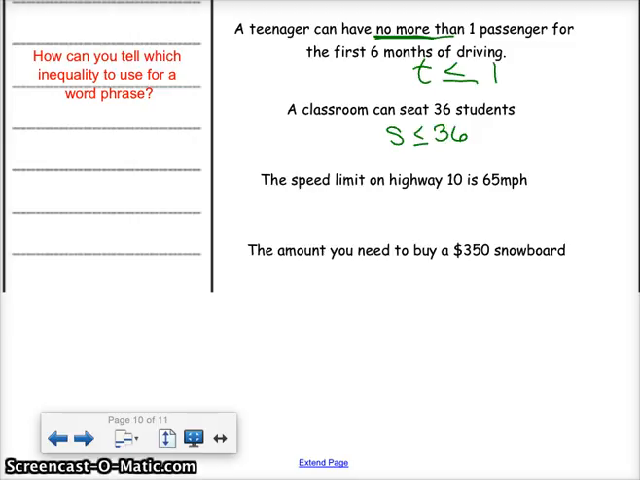The speed limit on Highway 10 is 65 miles per hour. So your speed, let's just call speed S2. Does that mean you go faster or slower than 65? Slower, legally. You go slower or you equal the speed limit. Can't you go 5 miles an hour over? Well, but let's just be legal here. Legally, the limit means you cannot go faster than 65 miles per hour.